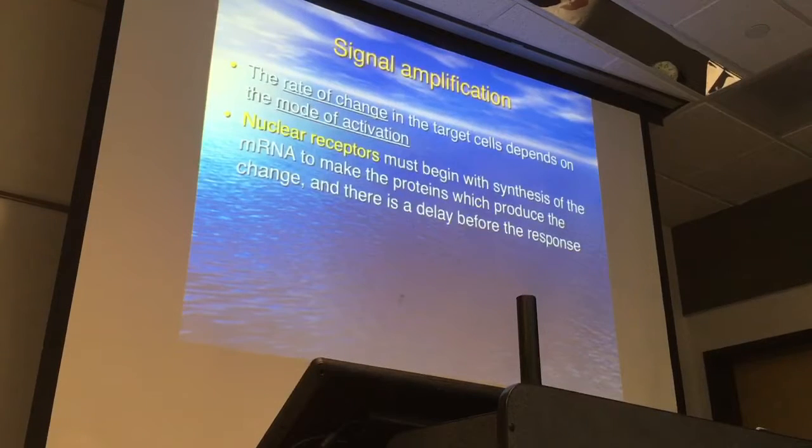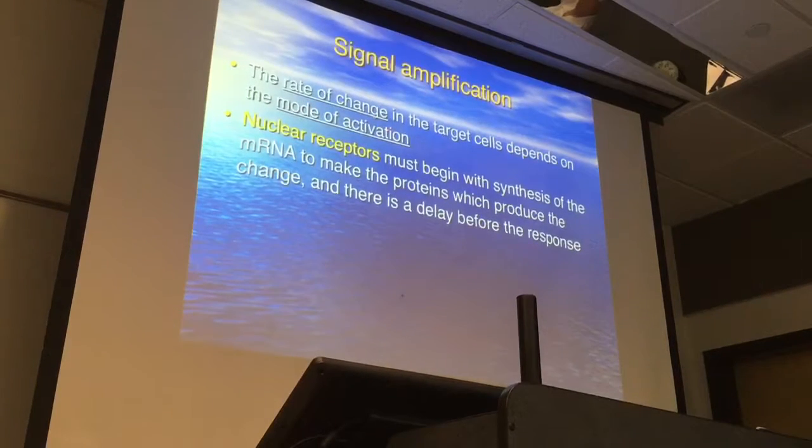Signal amplification. Now, let's look at water soluble and lipid soluble. The rate of change in the target cell depends on the mode of activation. If it's a nuclear receptor, a lipid soluble hormone, you've got to begin with synthesizing the mRNA, transport it out, process the mRNA, take it out to the cytoplasm. You've got to have it translated. Oftentimes you process that protein before you ever get a response, so there's a delay. Hours to days before you produce a response.